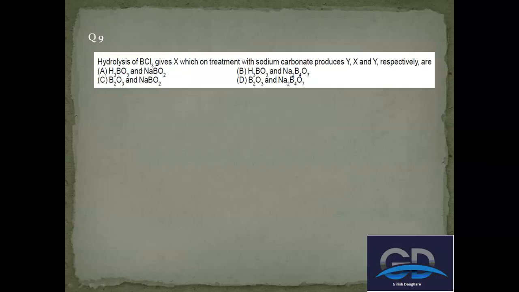Question number 9. Hydrolysis of BCl3 gives X, which on treatment with sodium carbonate produces Y. So we say BCl3 on hydrolysis is going to give us H3BO3 plus HCl, and this H3BO3 on reaction with Na2CO3 basically gives Na2B4O7 plus CO2 plus 6H2O. So we can match and say that the option is B.